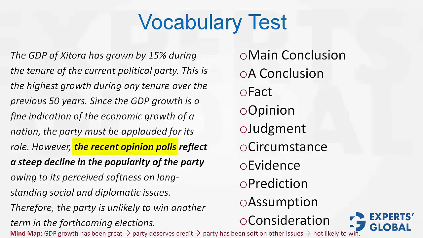Recent opinion polls would reflect some data, and therefore options such as evidence are likely to work very well. This is not the main conclusion. This is not the intermediate conclusion. This is a fact as well. Opinion? No. Judgment? No. Circumstance? Yes, but a weak choice. Evidence? Definitely. Prediction? No. Assumption? Definitely not. This is a concrete result. Consideration? A weak choice.